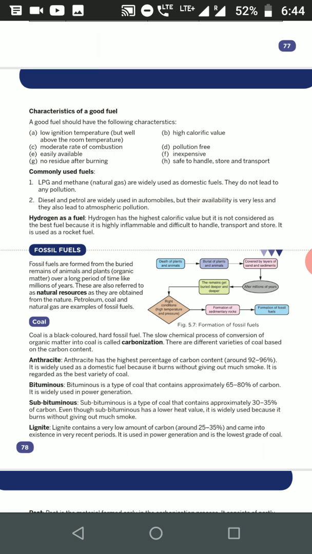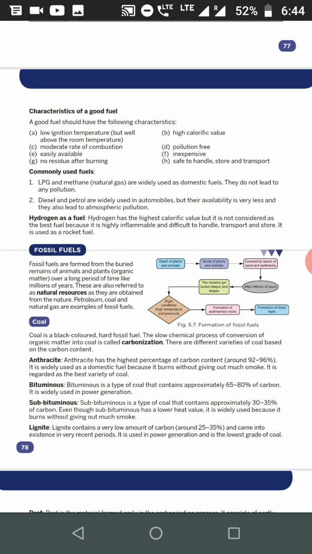First, we are going to discuss coal. Coal is a black colored hard fossil fuel. There are different varieties of coal based upon the carbon content. The first is anthracite. I have discussed it in the session also. Anthracite has the highest carbon content, that is 90 to 96%. So it is used as a domestic fuel because it does not give out much smoke.